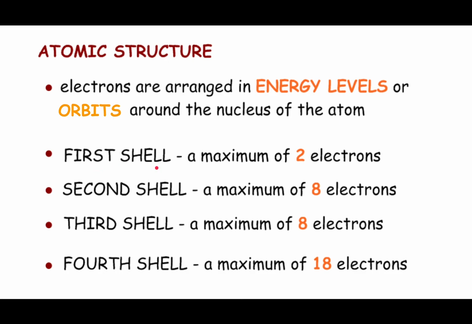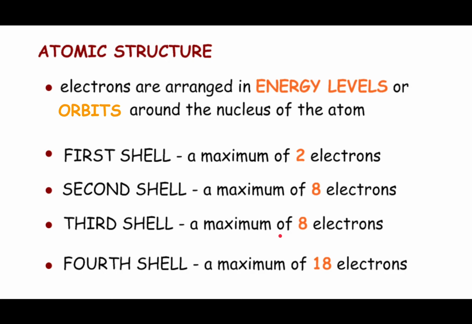Each shell can only hold a certain number of electrons. Our first shell can only hold 2 electrons. So if there are more than 2 electrons, then we have to go to the second shell. But the second shell can only hold a maximum of 8 electrons. So if we have more than 10 electrons in our element, we then have to go to the third shell. And that third shell can only hold, again, 8 electrons. So now if we take a look at this total, this is only 18 electrons in total.